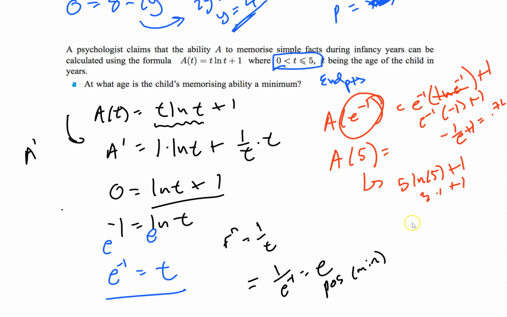So at what age is the child's memorizing ability at the minimum? At age 1 over e. Good old math answer for you. 1 over e is the age, which is like 0.368. I checked this a second ago.